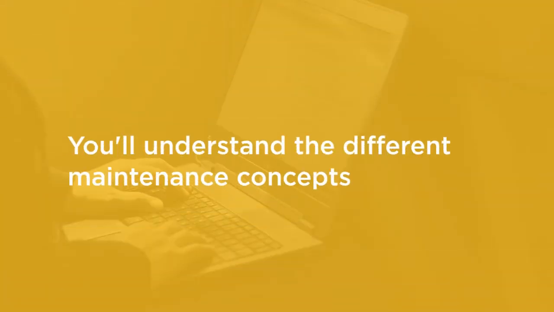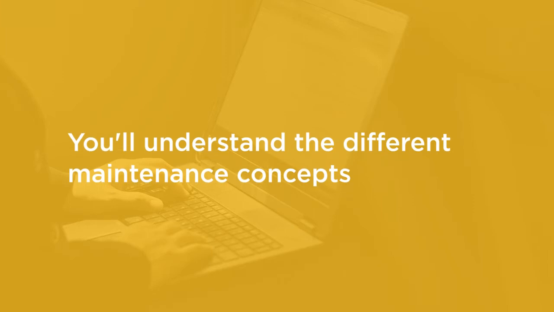By the end of this course, you'll have a good base of knowledge to successfully understand the different maintenance concepts, technologies, processes, and procedures that are commonly seen implemented on cloud and virtualization-based solutions.